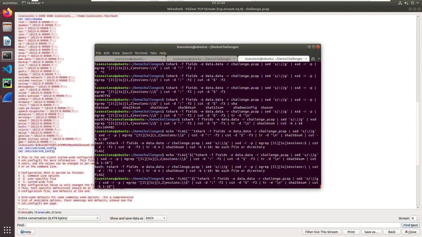Whoa. This is getting complicated. I have no idea what's going on. So we're going to curly bracket. Okay. Close it off, finishing it with a single quote.